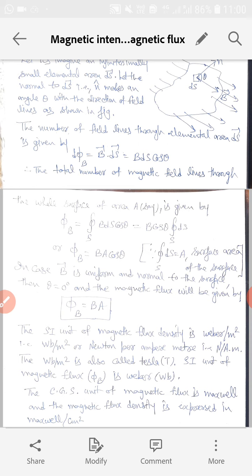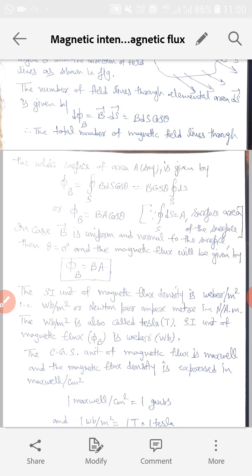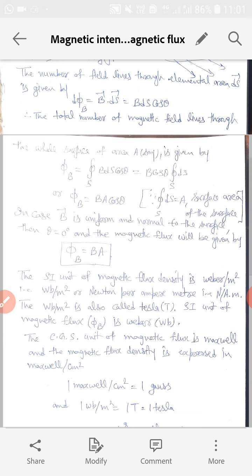Now the SI unit of magnetic flux density is Weber per meter square, written as Wb per meter square, or it can also be written in this form: Newton per ampere meter. This Weber per meter square is also called Tesla, in the name of the scientist who contributed towards magnetism. And the SI unit of magnetic flux is Weber.